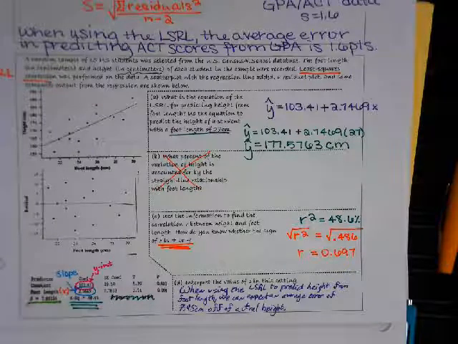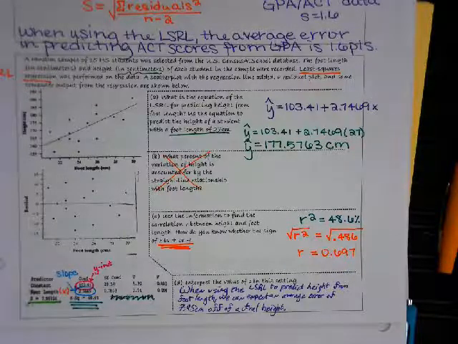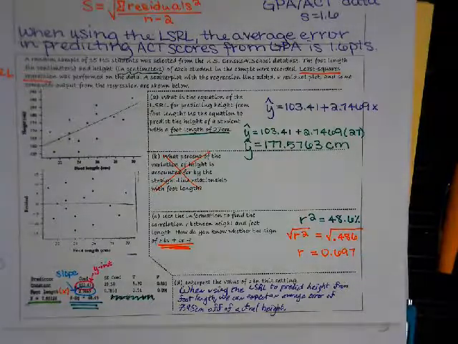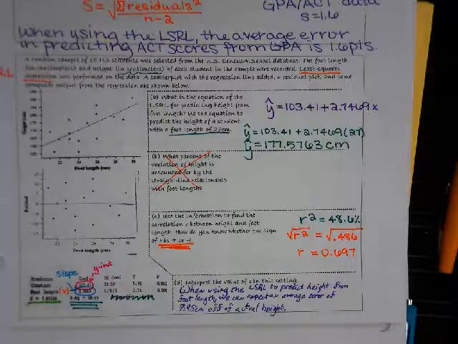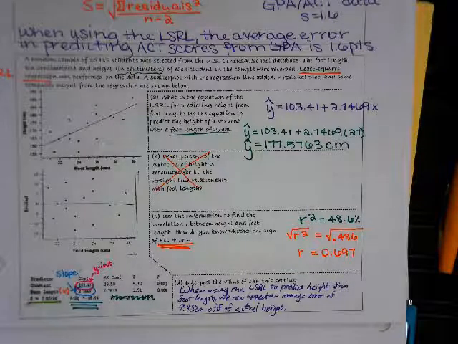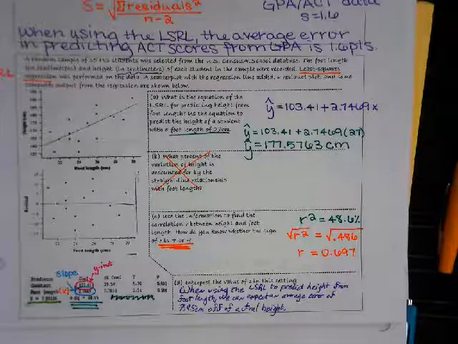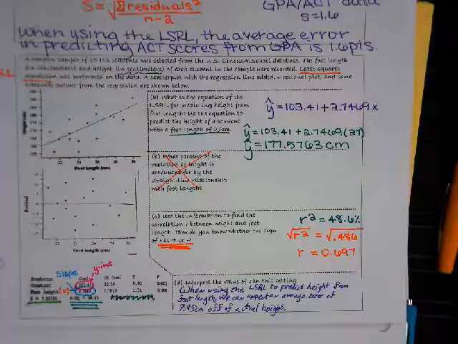All right. So Nate said, when using the least squared regression line to predict height from foot length, we can expect an average error of 7.95 centimeters off of actual height. See, I told you you guys could have better grammar than me.